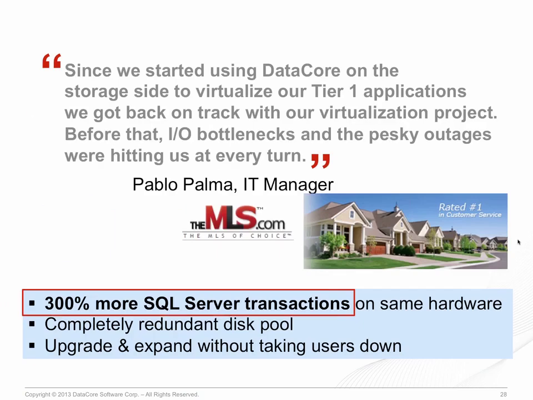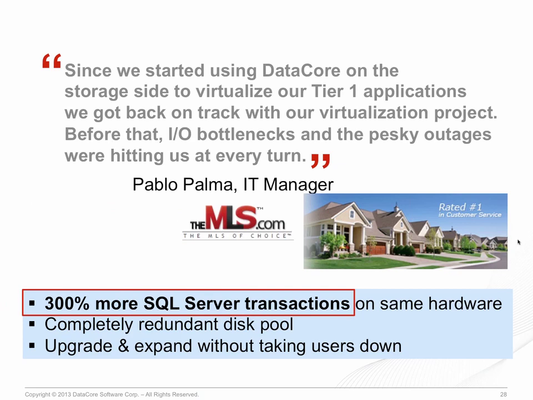Another one is the MLS. It says, since we started using DataCore on storage virtualization for our tier 1 applications, we got back on track with our virtualization project, because sometimes you need a faster, more expensive disk, so you need to have special projects being on hold in order to gain money. But it says also, before that, IO bottlenecks and the pesky outages were hitting us on every turn.